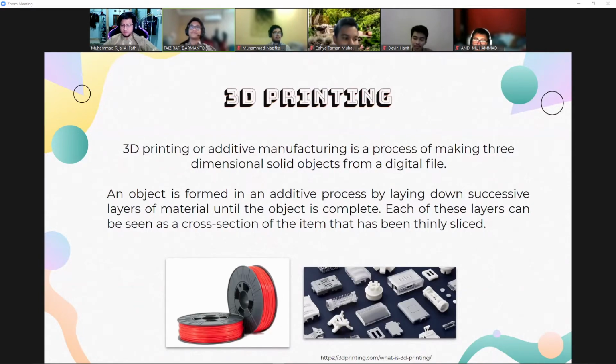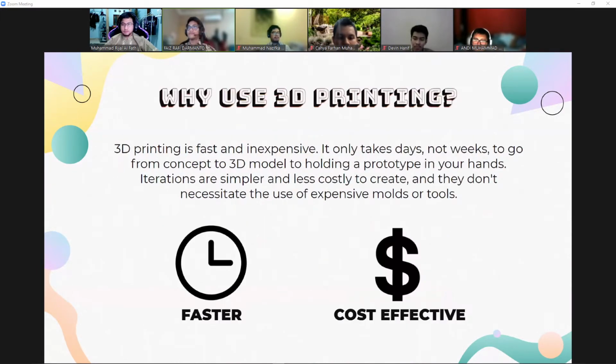Next. Now, we use 3D printing because it is quite faster and is quite cost effective compared to other methods of prototyping. As you can see here, if we use 3D printing, when we want to change a design, it is more flexible and we can test our prototype or our iterative design more quickly and more cost effectively. Next.